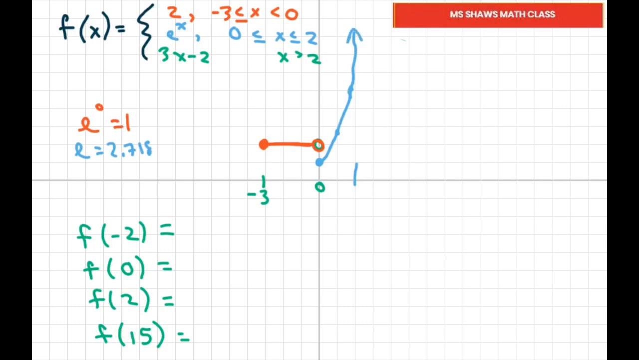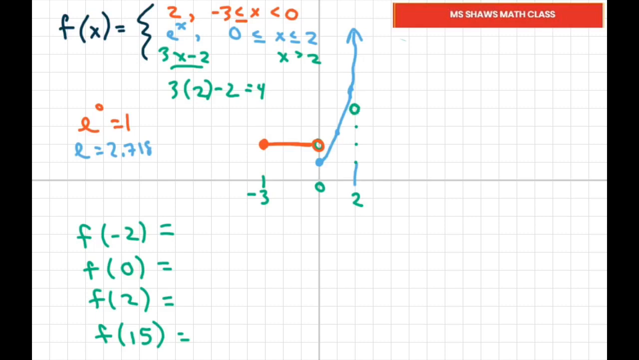All right. And now the third piece is a linear function, and that happens at 2. And so at 2, you plug in 2. So 3 times 2 minus 2 is 6 minus 2 is 2. Now it can't equal 2. 6 minus 2 is actually 4. So basically we go up to 4. 1, 2, 3, 4, and do an open circle.